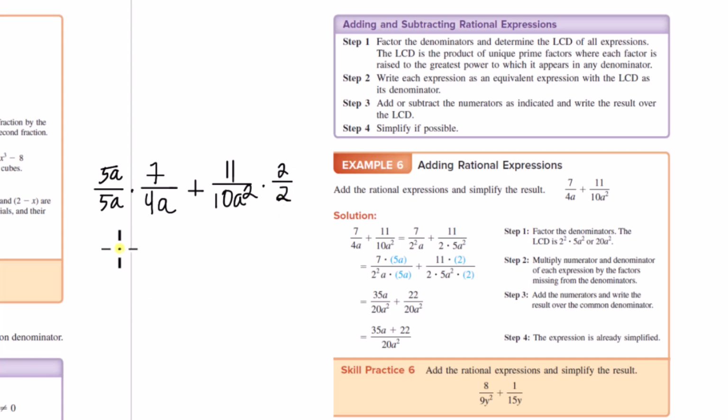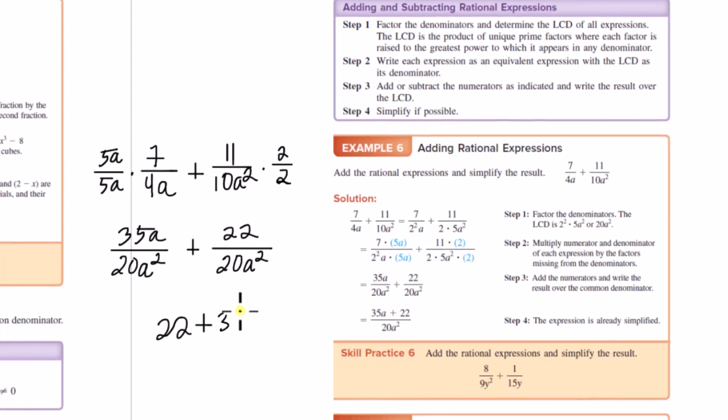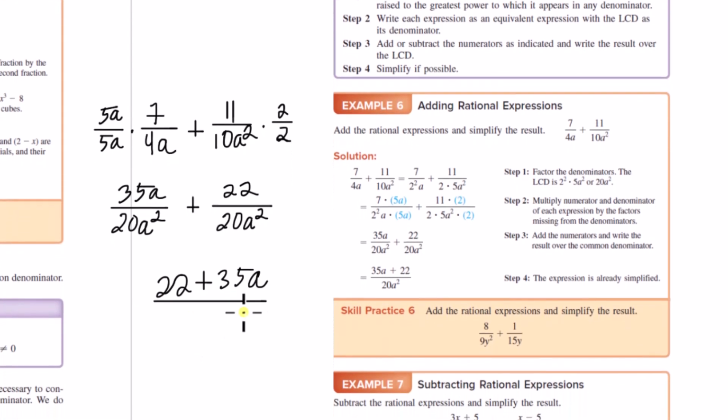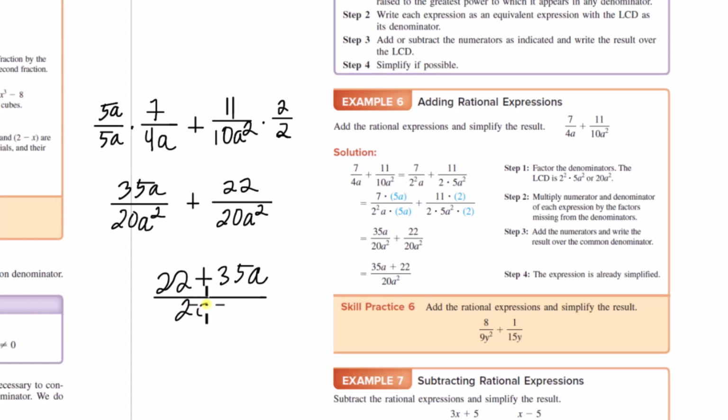Right? And so we're going to get 35a over 20a squared plus 22 over 20a squared. And there's that common denominator. So we've got 22 plus 35a over 20a squared. And there we go. There's this new rational expression. We added two rational expressions and got a new rational expression.